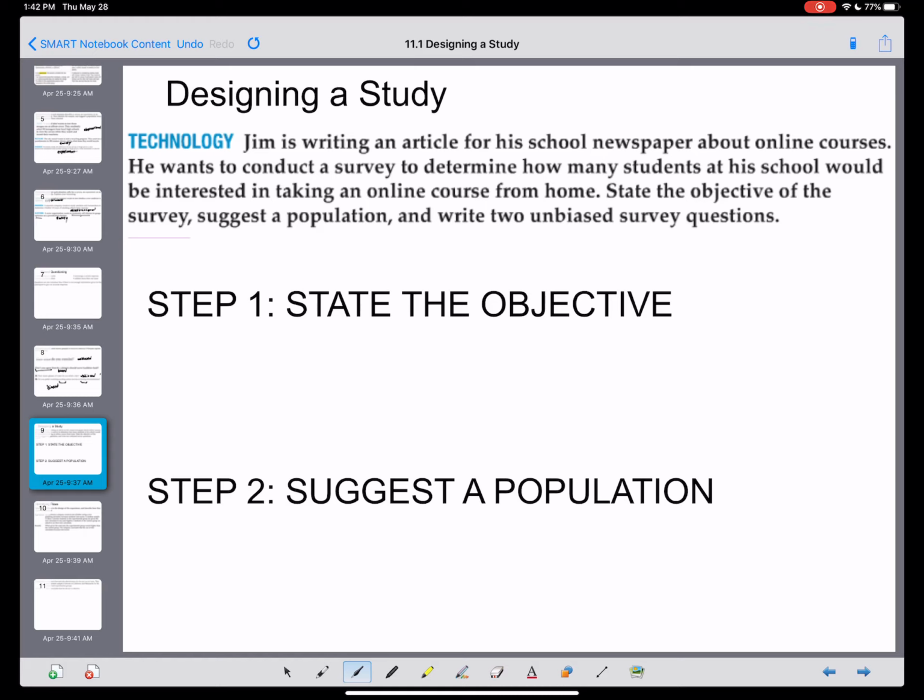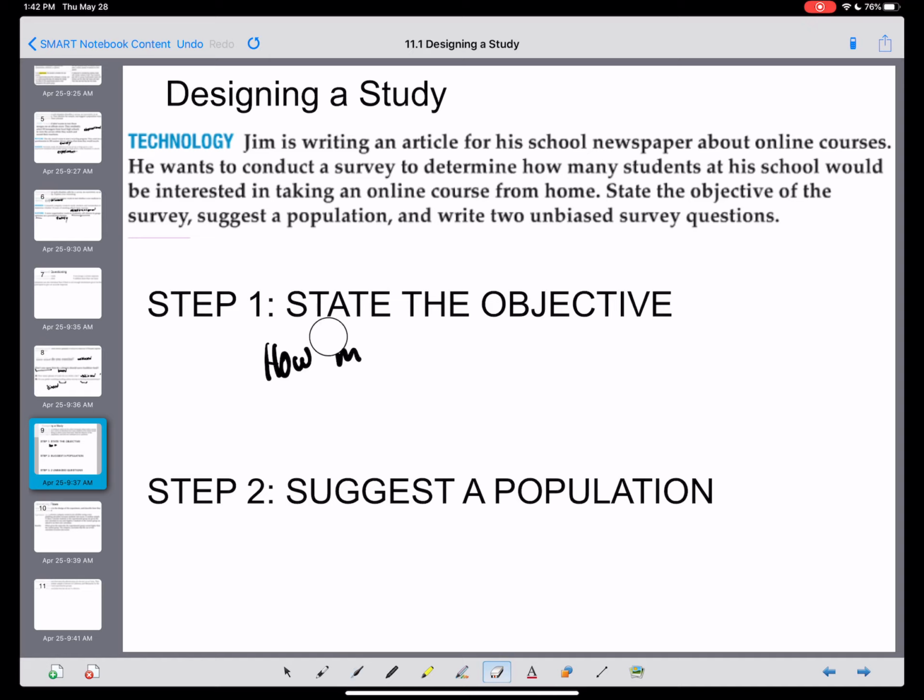Designing a study. Jim is writing an article for his newspaper about online courses. He wants to conduct a survey. How many students at his school would he be interested in taking? Okay, so I'm doing state the objective. What's the objective? How many students?